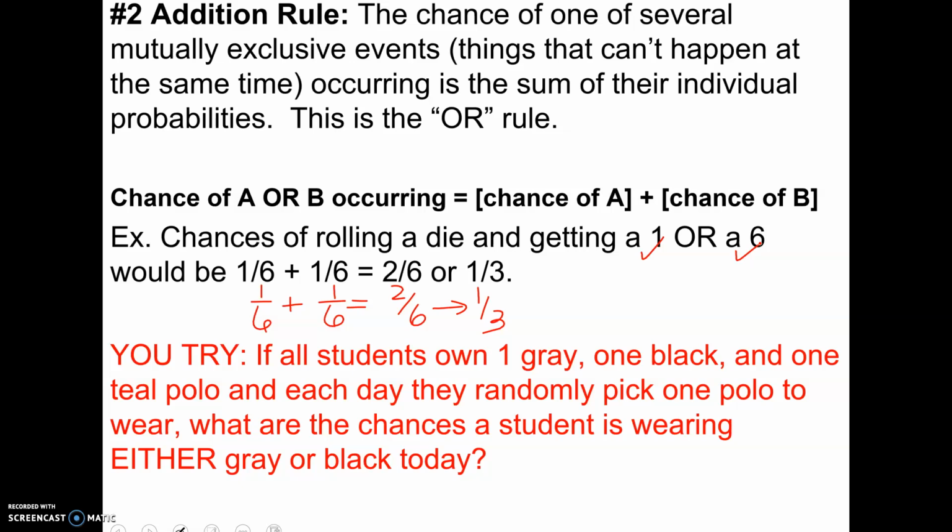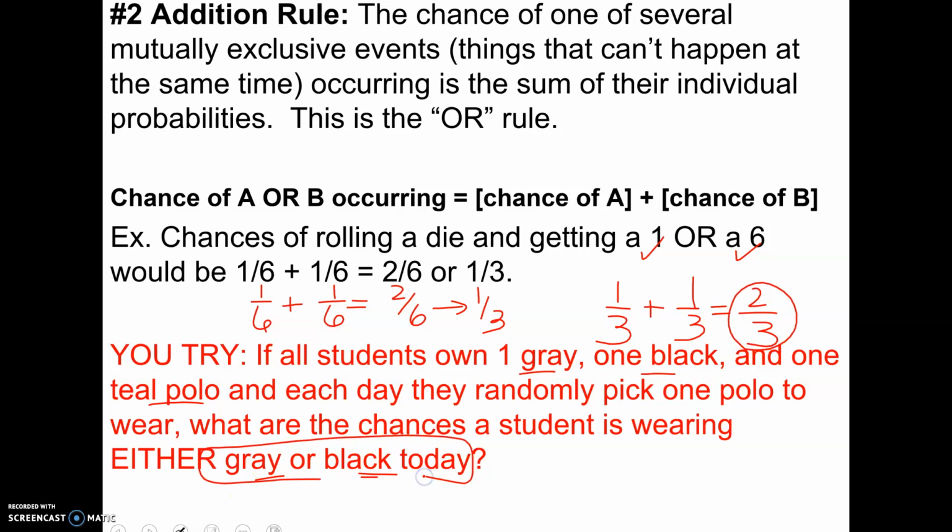Here's one more. If all students have a gray, a black, and a teal polo, and they randomly pick one every day to wear, what are the chances somebody is wearing gray or black today? Well, there's a 1 out of 3 chance they're wearing gray, because there's 3 polos to choose from. There's a 1 out of 3 chance they're wearing black. So there's a 2/3 chance that we meet that criteria of wearing either gray or black. Different from the first one, because in this scenario, we're not asking the chance of doing two things at once. In fact, it's not possible to be doing both things at once. But there's two ways to sort of satisfy the criteria.